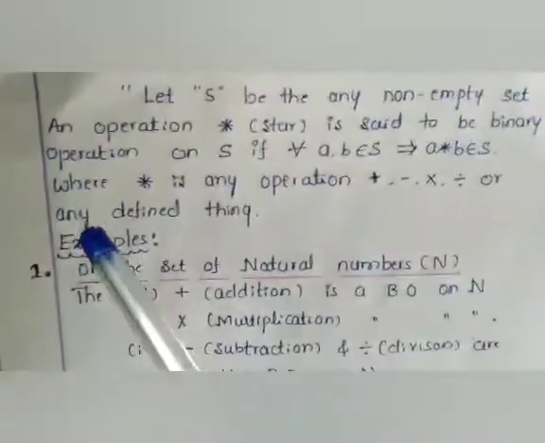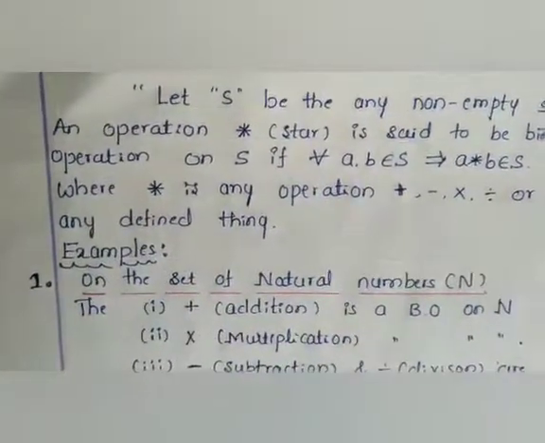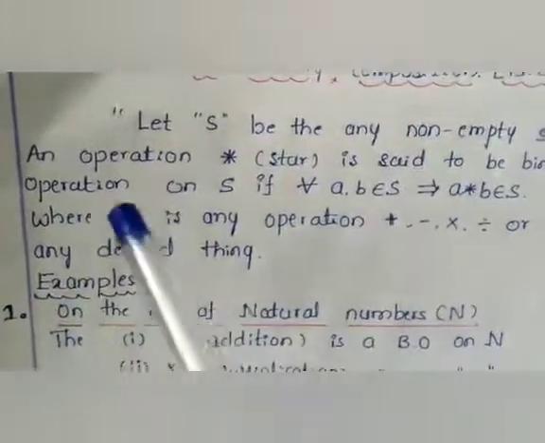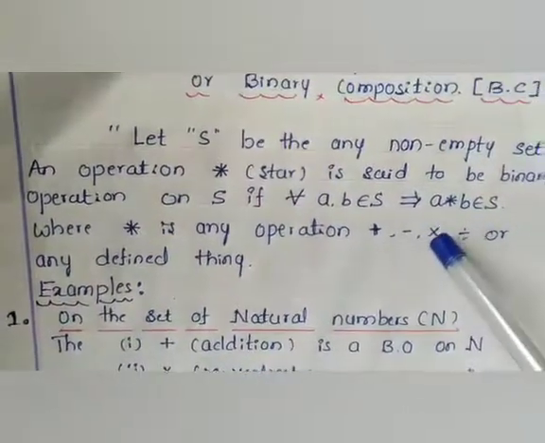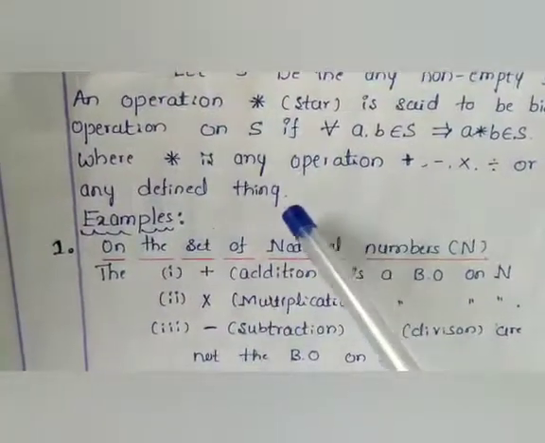What is the star? Star is a symbol, and often we call it a binary operation. What may the star be? Star is any operation, either addition or subtraction, multiplication or division, or it may be any newly defined thing.